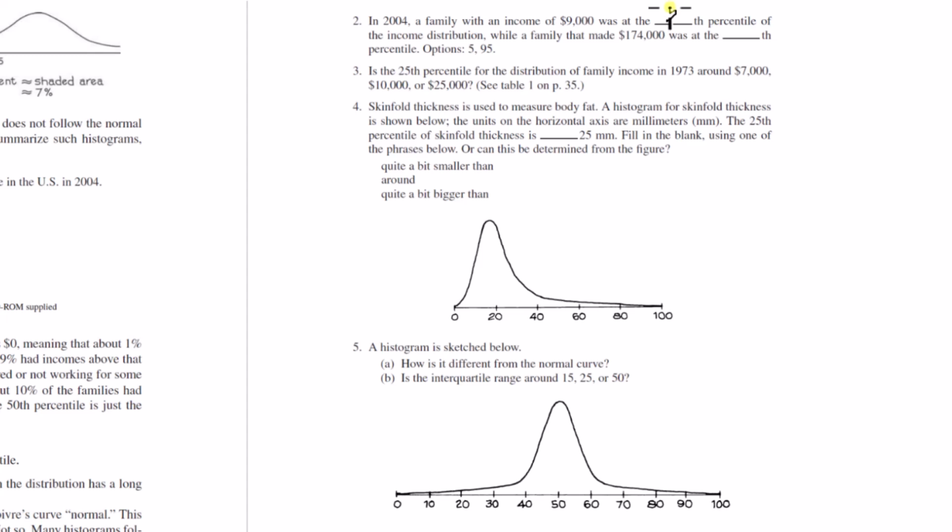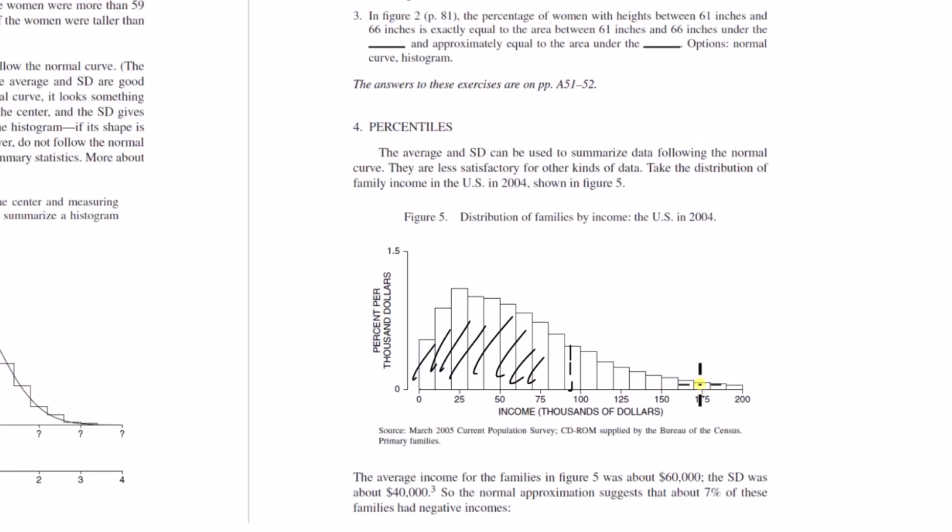Why is it going to be low? Because what percentage of all of the data points had incomes below $9,000 a year? That's not going to be a lot. Well, a family that made $174,000, that's going to be higher. I don't know if it'd be 95, but it's definitely not going to be 5, so it'd be 95. Let's come to the table. 174. So that looks about to be, there's 95% of the area below this.